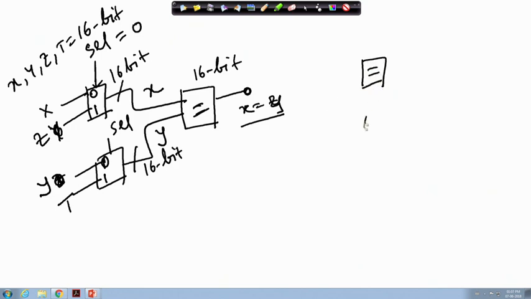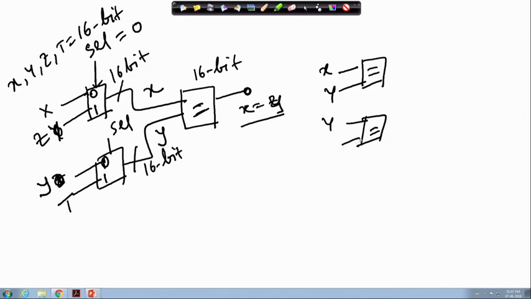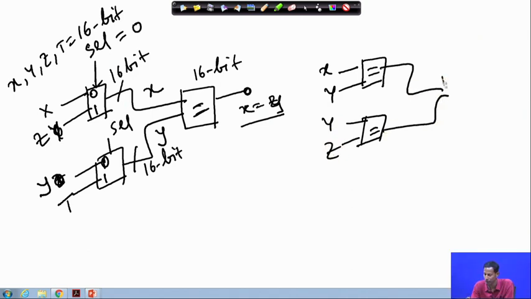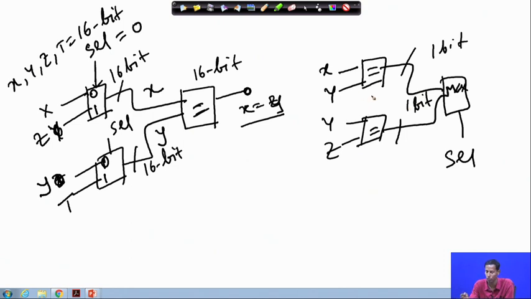Initially I was having two comparators, comparing here x and y, here y and z. This was the direct implementation and this one was the mux, and this is the select line. Each of these results was 1 bit, because these are comparison results. So this will be 1 bit, and then the mux I need is a 1 bit mux.